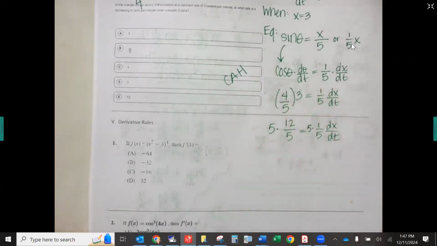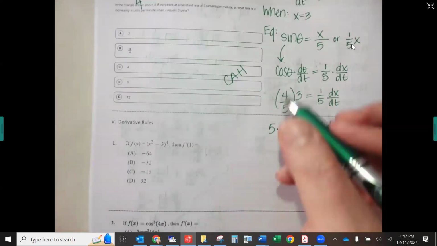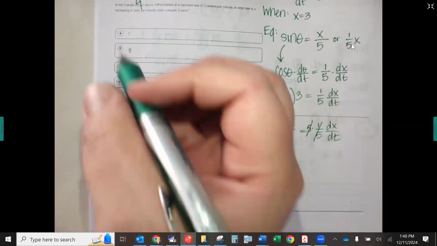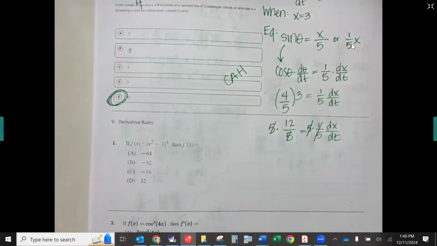And then the 5 and the 5th will cross out. You'll have dx dt equal to what value? Well, very good, because the 5s will cross out there too. Okay, questions on that? No? Okay. I'd like to run through a couple of the derivatives.